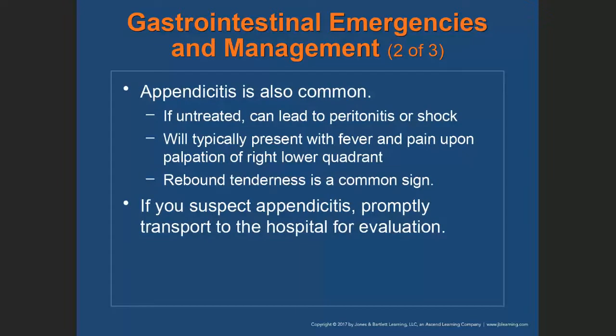Appendicitis is also common. If untreated, it can lead to peritonitis or shock. It will typically present with fever and pain upon palpation of the right lower quadrant. They will have rebound tenderness, which is when you depress the abdominal area and it is released and comes back up, they start to have pain. That's rebound tenderness. If you suspect appendicitis, promptly transport to the hospital for evaluation.